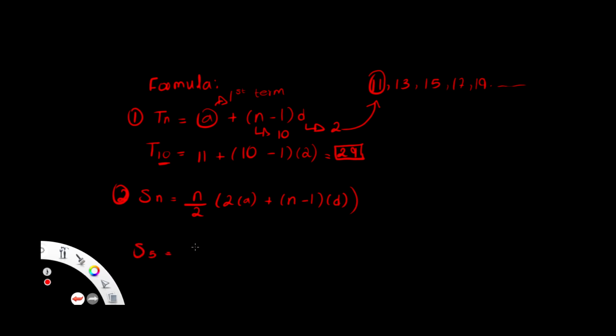So simply plugging in the values: n upon 2 equals 5 upon 2. 2 into 11, A is the first term. 5 minus 1. And the common difference is 2, giving us 75. So the sum of these 5 terms is 75. So this is it for arithmetic progression. Now let's move on to geometric progression, or GP.